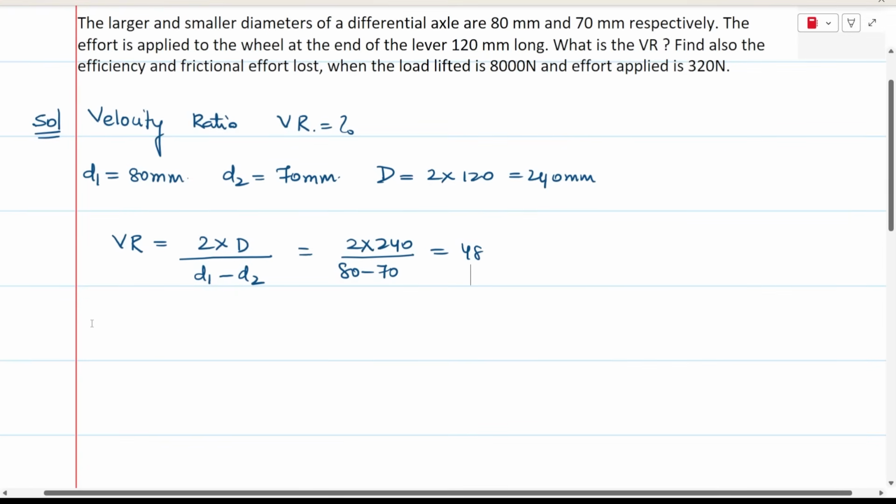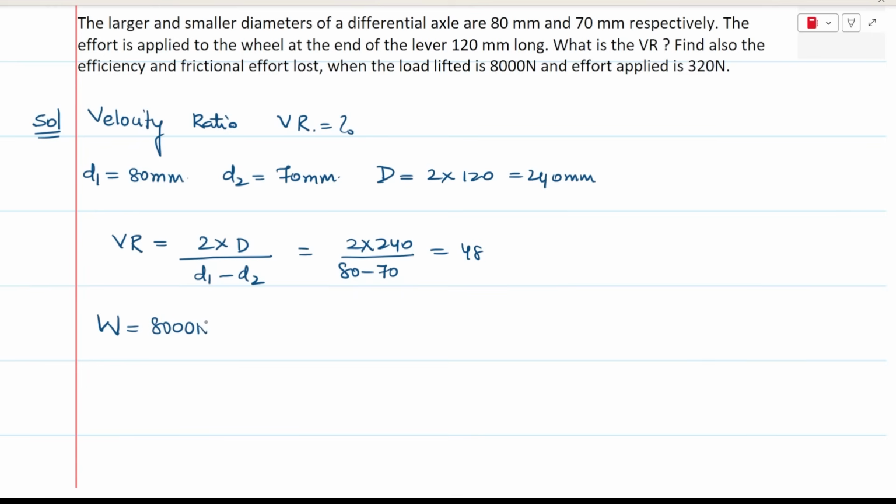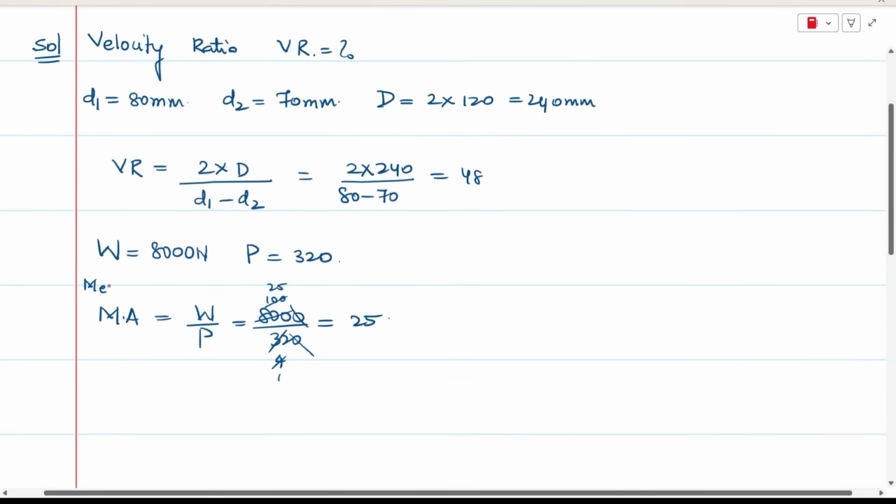Next, let's calculate the mechanical advantage. The load is given as 8,000 newtons and the effort is equal to 320. Mechanical advantage will be equal to load by effort, which is 8,000 divided by 320. Upon calculation, the zeros cancel, 8 hundredths, 8 fours, 4 ones, 4 25s. So the mechanical advantage will be equal to 25 for the given situation. And then the frictional effort that is being lost.